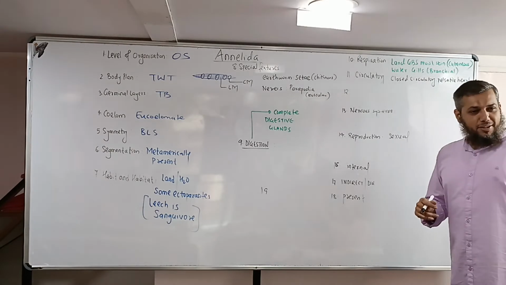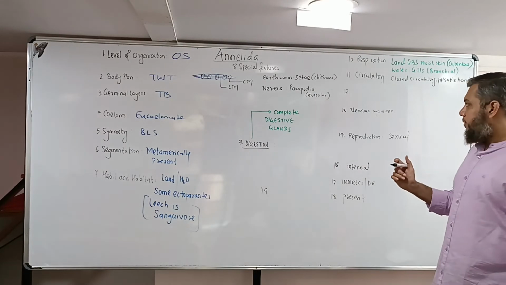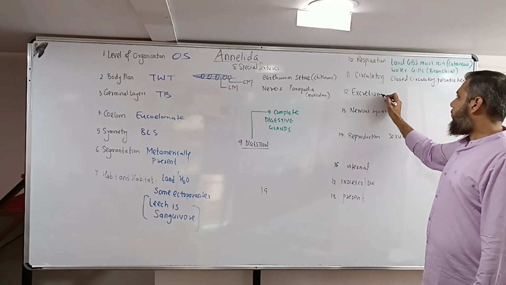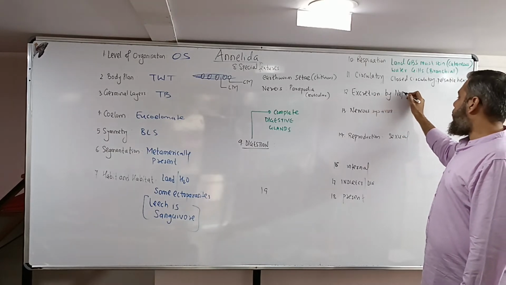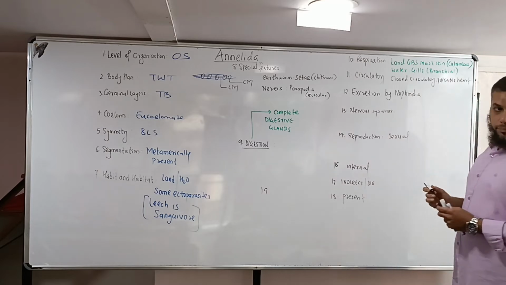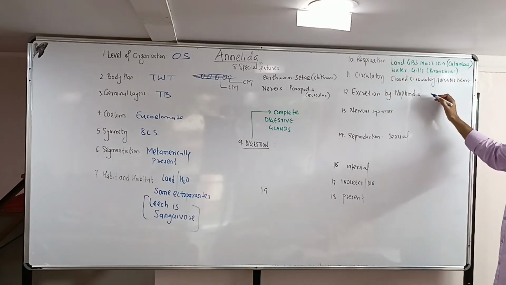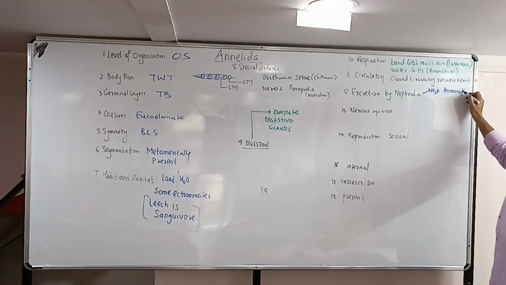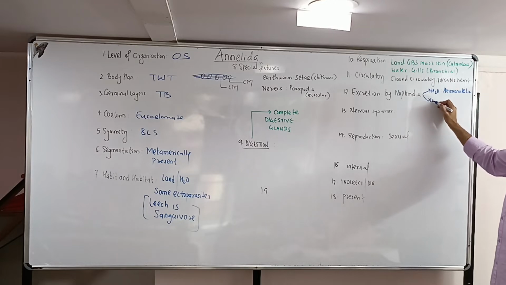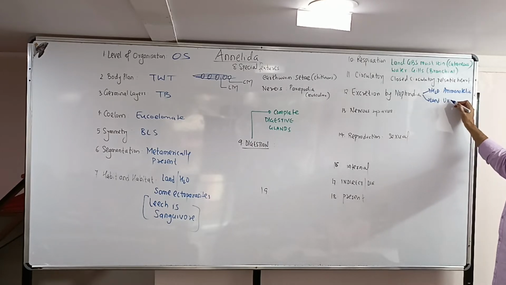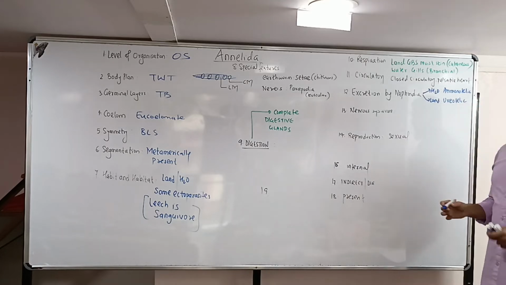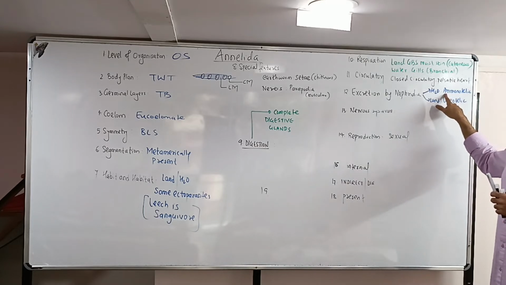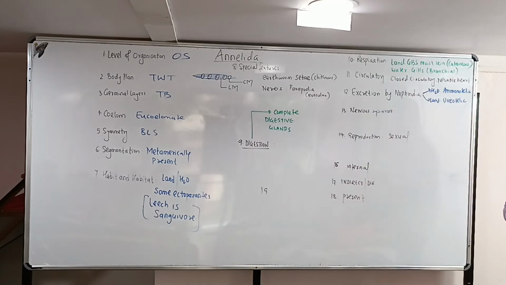What is the next thing we talk about? Excretion. Excretion is with tubes which are called nephridia. Those who live in water are ammonotelic, and those who live on land are ureotelic. Like I told you about earthworm, in rainy season it is ammonotelic, but when it is dry season it will become ureotelic.